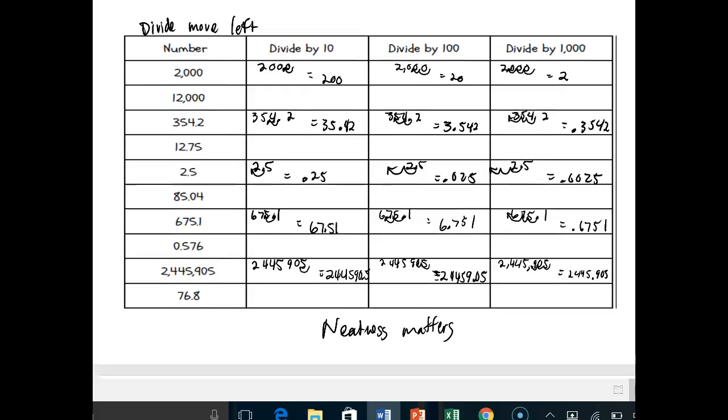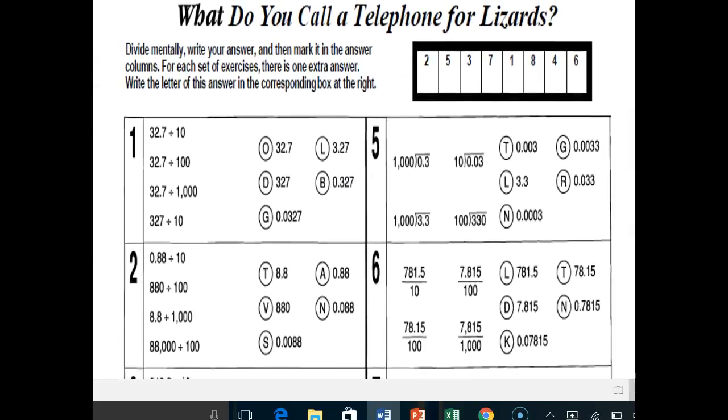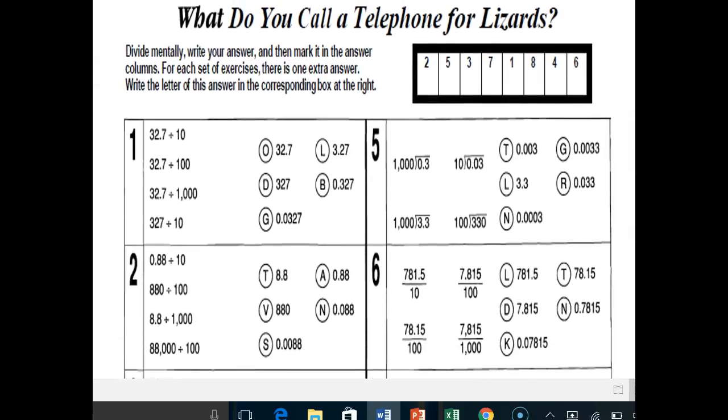Decimals really matter. On the back side, you're going to be doing something very similar, but it's just with a puzzle. So divide mentally, write your answers, then mark it in the answer column for each set of exercises. There's one extra answer, so the extra answer is going to go here. So let's do number 1 together.